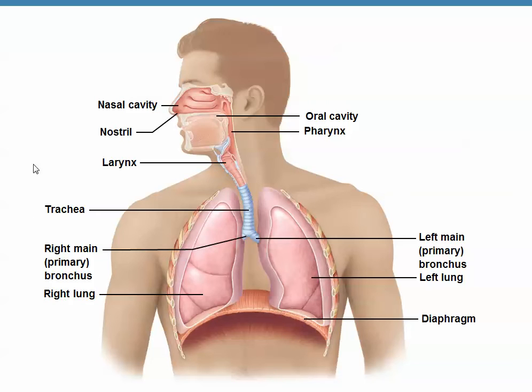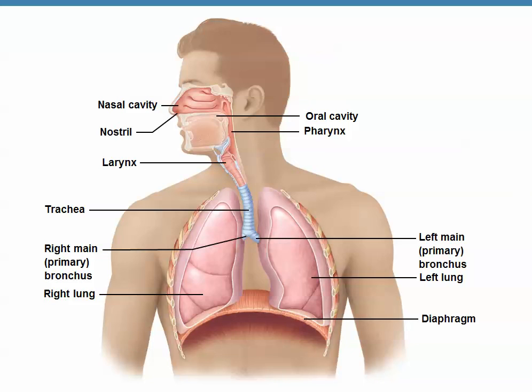So when you breathe, air enters the nasal cavity through openings in the nose called nostrils or nares, moves through the nasal cavity into the pharynx or throat. From the pharynx, it enters the larynx, which is the opening to the trachea or windpipe. The larynx is also where your voice box is located. From the trachea, air enters the primary bronchi, which extend into the lungs.